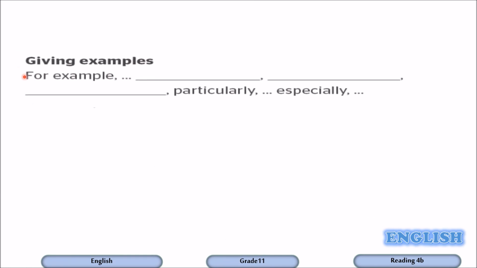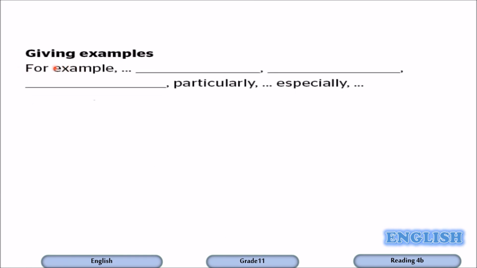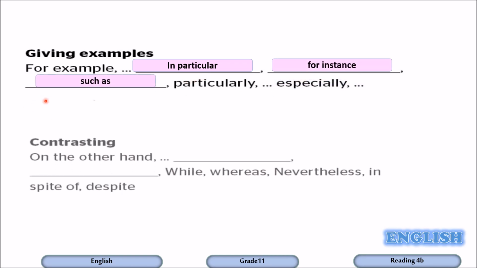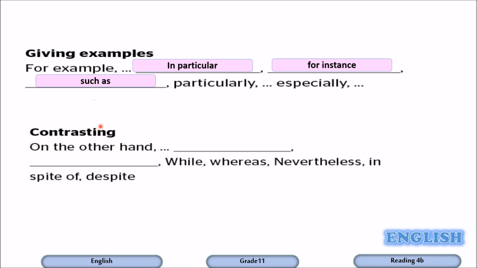What about giving examples? What has the writer used to give examples? He has used in particular, for instance, and such as. And now, contrasting ideas, the opposite. On the other hand, and what? What did he use? Did you find it? He used however, and he used although.